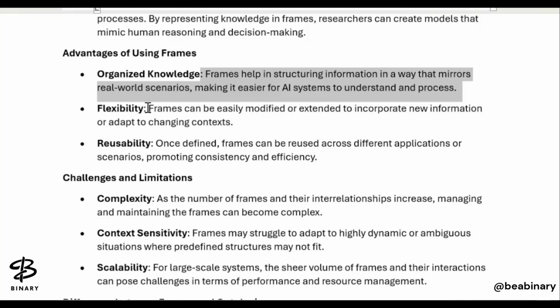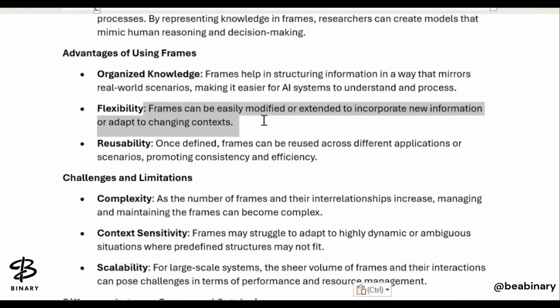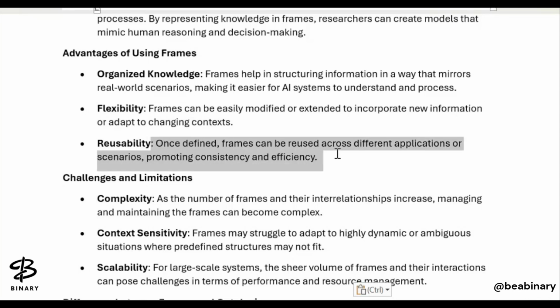Frames can be easily modified or extended to incorporate new information or adapt to a changing context. How? As we talk about frames, it is basically a modular or object-oriented approach, so extending a particular module is easy. Now, reusability: once defined, frames can be reused across different applications, because of the object we are using. We are combining subsystems to form a system.